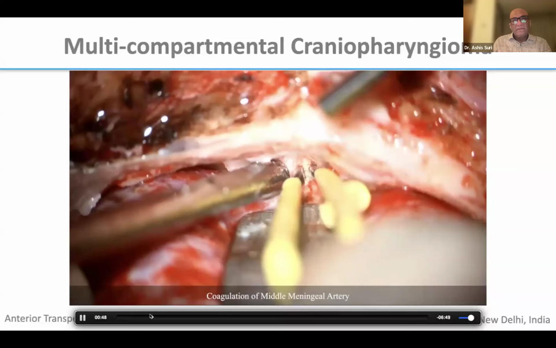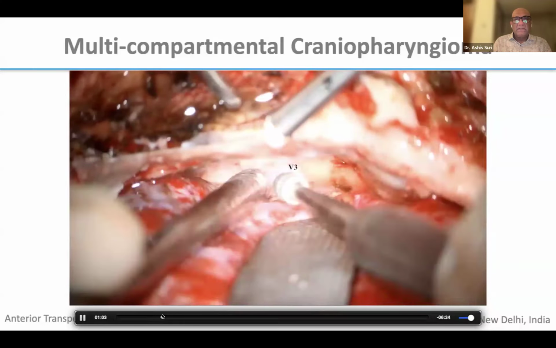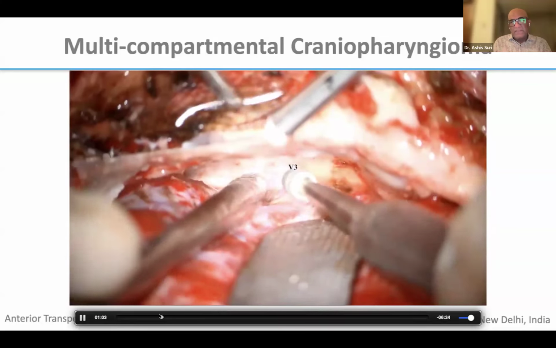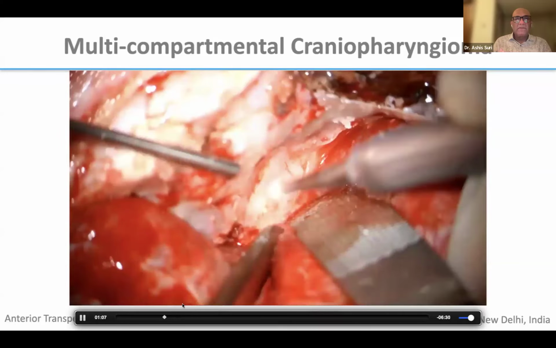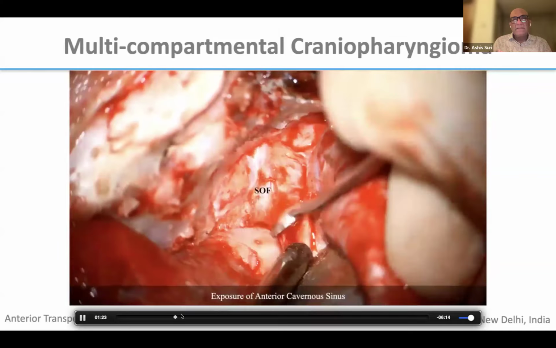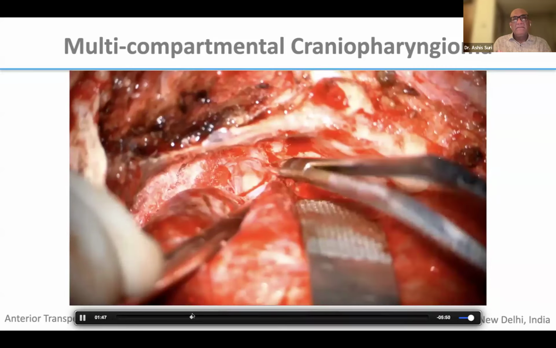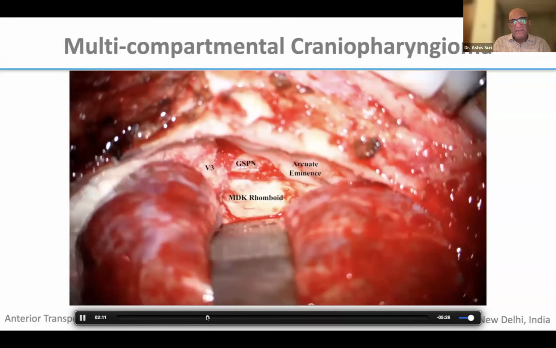widening of the foramen spinosum, coagulation and division of the middle meningeal artery. Then foramen ovale must be opened. Do not expose the V3 till you've opened the foramen ovale and foramen rotundum. Then peel the two layers over the V3 and the V2. I'm spending some more time on this because this is important.